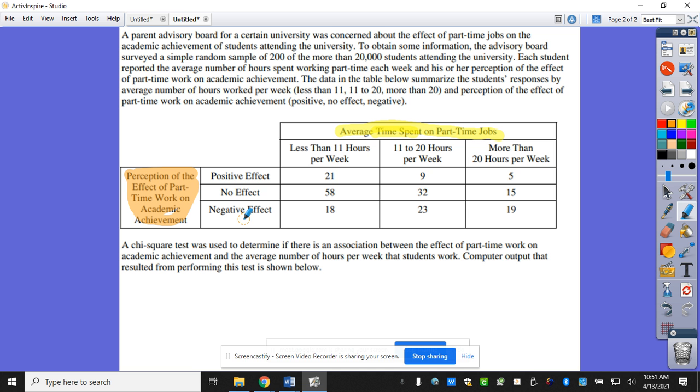Part C, given the results. So it already did everything for us. It found the chi-square. It found degrees of freedom. It found the p-value. Is that a high or low p-value? Low, which means we're going to what? Reject. So we'd reject the null hypothesis since the p-value is less than alpha. And then we would go on to say there is enough convincing evidence that, and we would basically state the alternative hypothesis. The effect of part-time work on academic achievement and average number of hours spent per week.